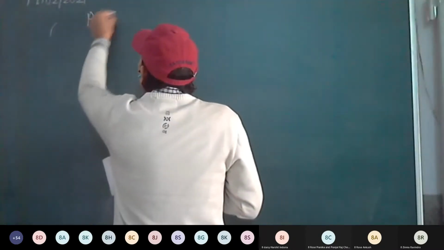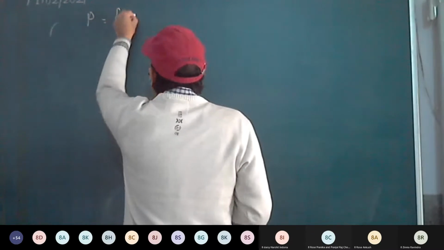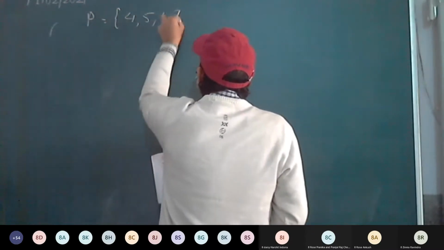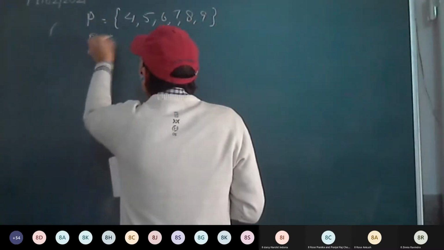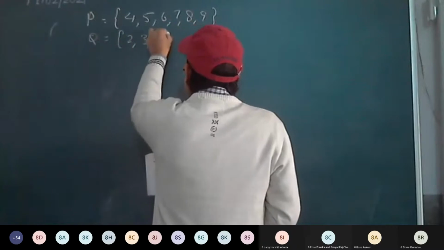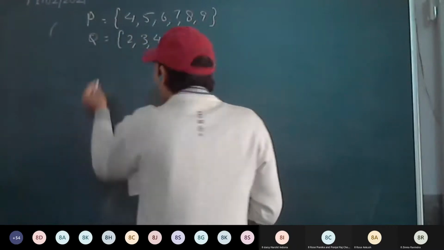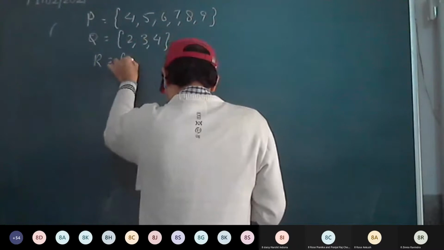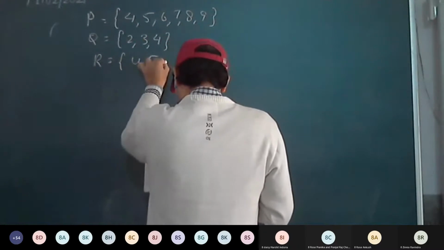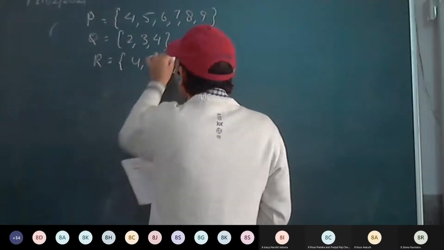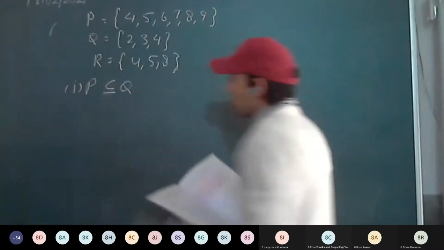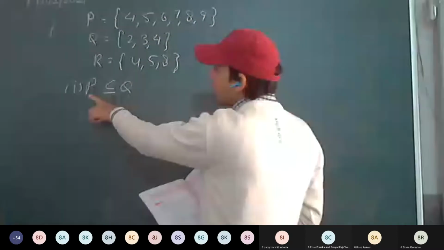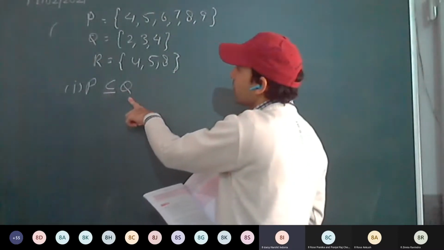So now sixth question, but do write in the book as well if you are doing it in the book. If P equals {4, 5, 6, 7, 8, 9}, and Q equals {2, 3, 4}, R equals {4, 5, 8}. Now we have to tell which of the following are true. First one, P is a subset of Q. It means all the elements of P must be present in Q.